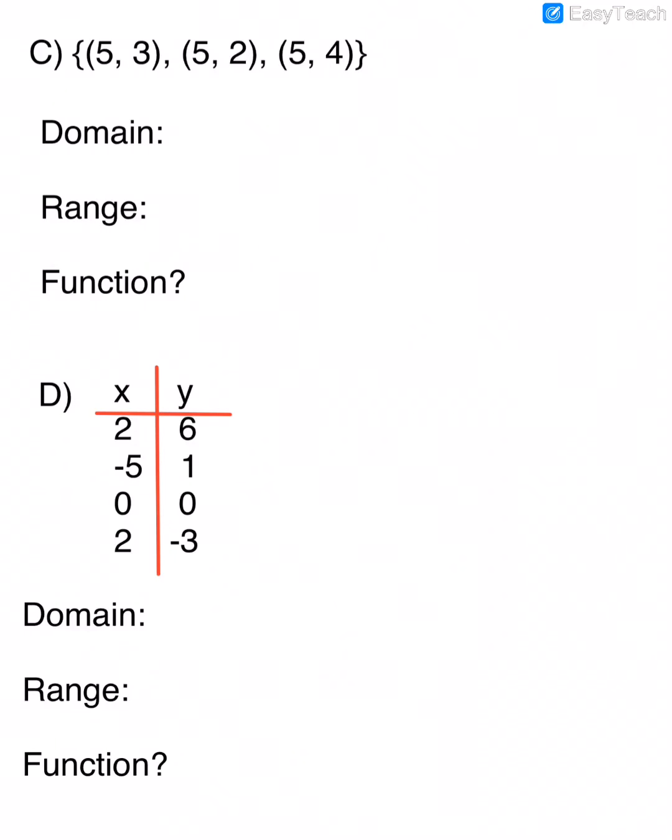Okay, let's look at C. The domain in this set of points or this relation would just be 5 because all of the x values are 5. And the range is 3, 2, 4. Well, since the x value is repeated, this is not a function.